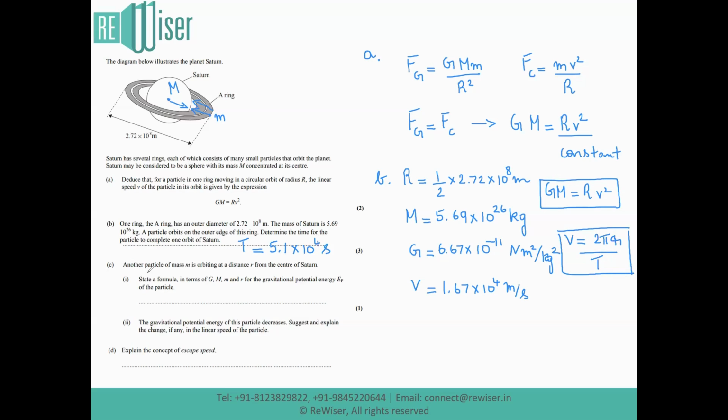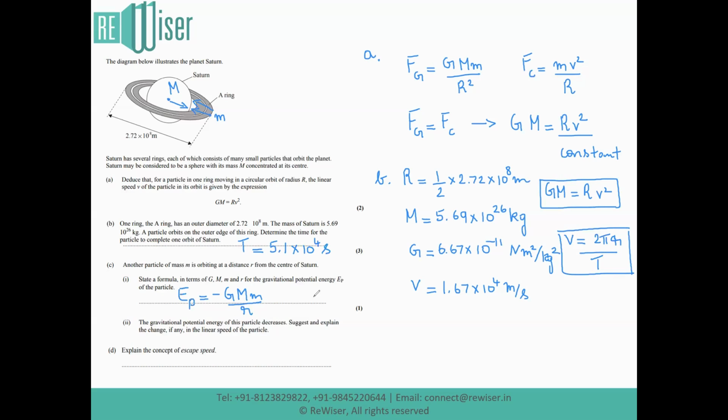Moving ahead, another particle of mass m is orbiting at a distance r from the center of Saturn. State a formula in terms of G, M, m and r for gravitational potential energy EP. The gravitational potential energy EP is given by the formula EP = negative G times test mass, that is m, times source mass, that is M, over the distance r.